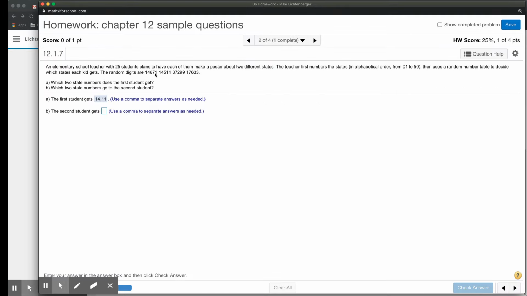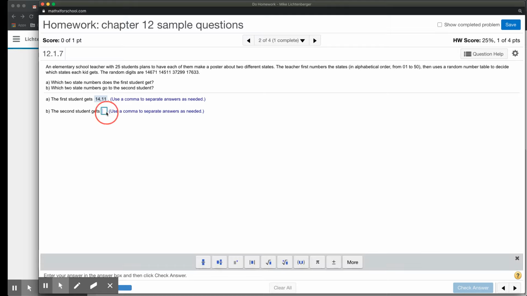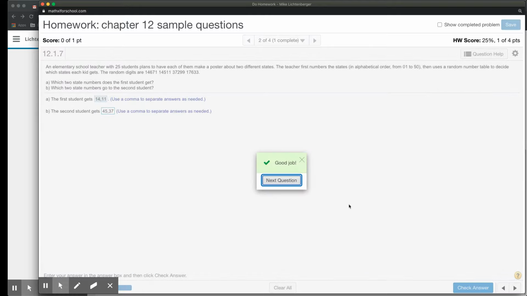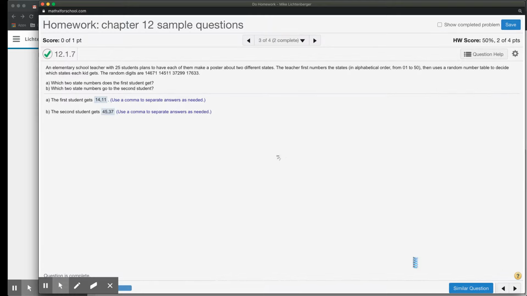Okay. If we continue, next two digits are 45. That works. Next two digits are 11. That would normally work, but we've already used 11. So we've got to skip that. Next two digits are 37. That one works. So 45 and 37.